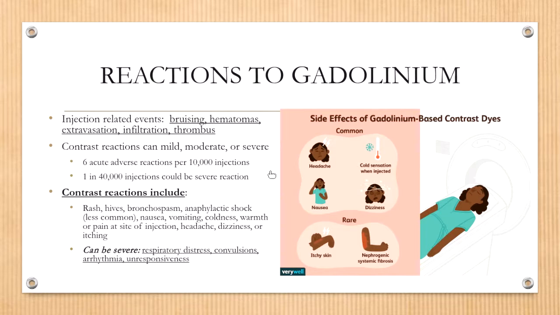And so some of our more mild and moderate reactions include rash and hives, bronchospasm where they're having some trouble breathing, anaphylactic shock, which is kind of less common. It's not something that we really see too often with gadolinium. It's more with like CT contrast. Nausea, vomiting, coldness in the body after injection, or warmth or pain at the site of the injection.